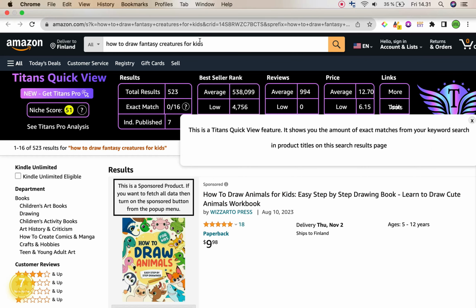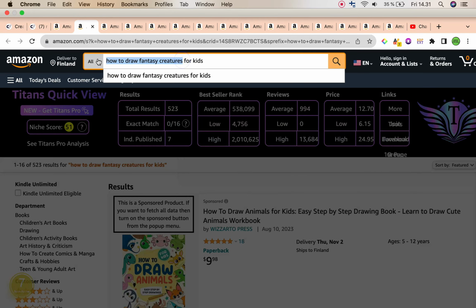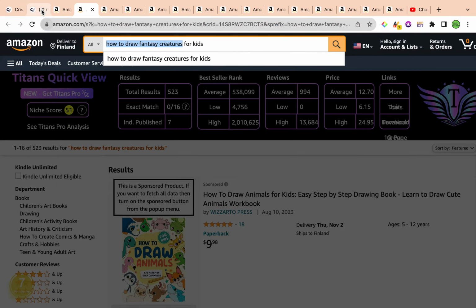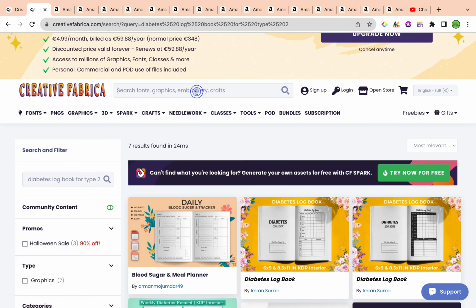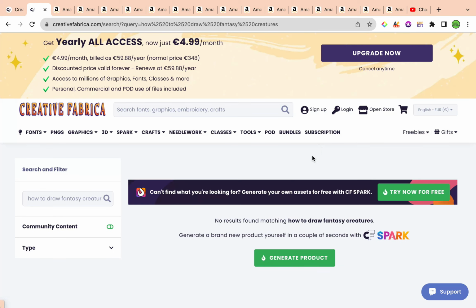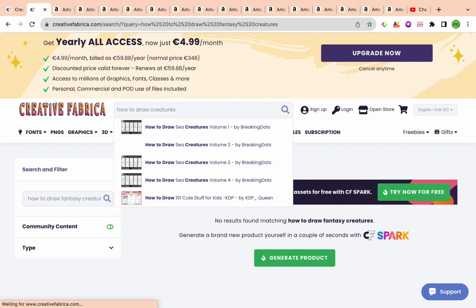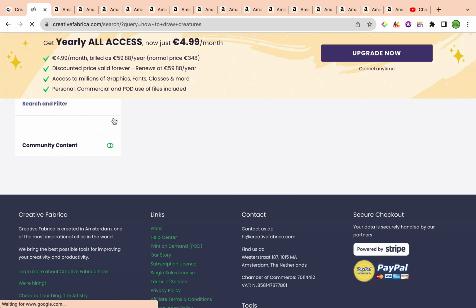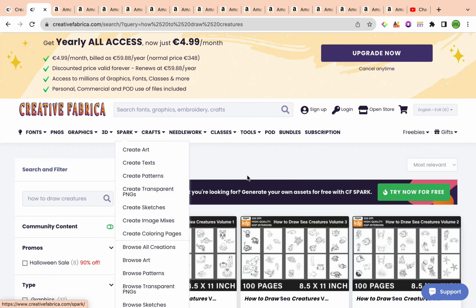So let's have a look to see if there's anything in Creative Fabrica for any template to do with how to draw fantasy creatures. If not, then we'll just remove the word. We'll remove a couple of words. For example, let's just go to how to draw creatures, and if not, then we could also use the Spark element to create some transparent.